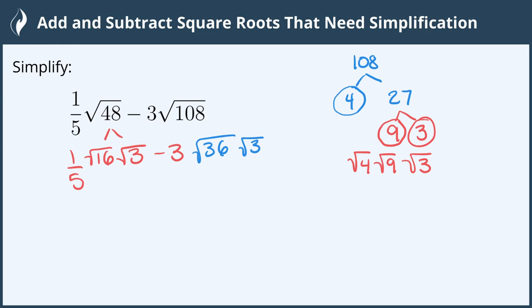And when I do the square root of 4, I get 2 times the square root of 9, which is 3. And the square root of 3 does not simplify, so we'll keep it. 2 times 3 is 6. 6 square roots of 3. Now if we come back to where I had found 36, the square root of 36 is 6. And the square root of 3 stays.